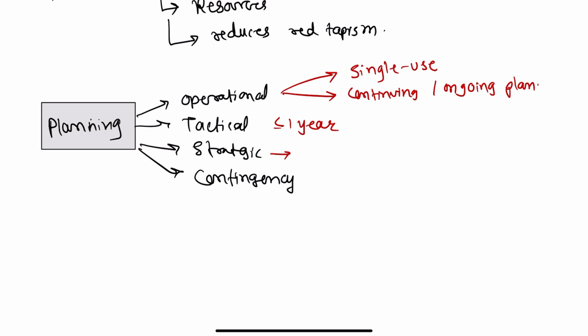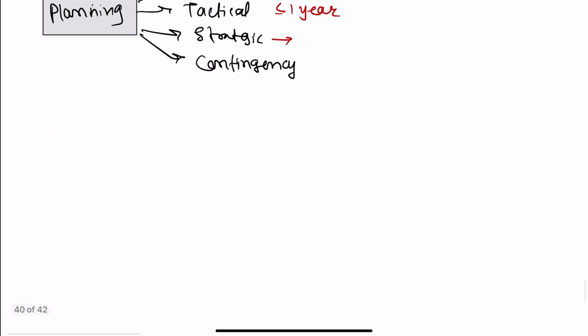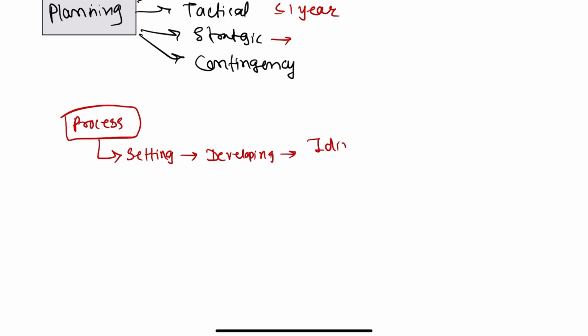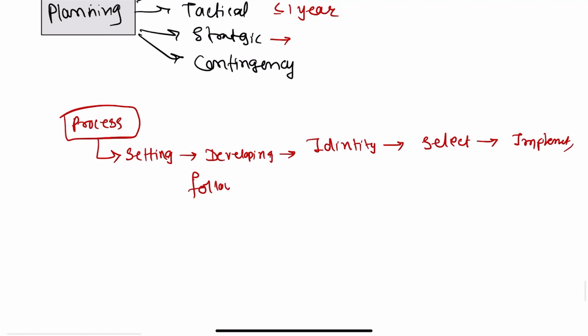Now, the planning process goes through a certain process. Okay. So, process in planning. How does it go? It is like setting objectives, then developing premises, then identifying alternative courses of action, then selecting an alternative, then implementing the plan and follow-up action. Okay.